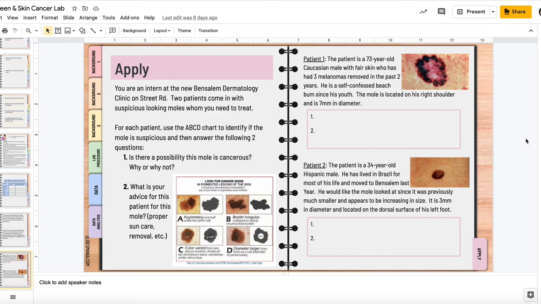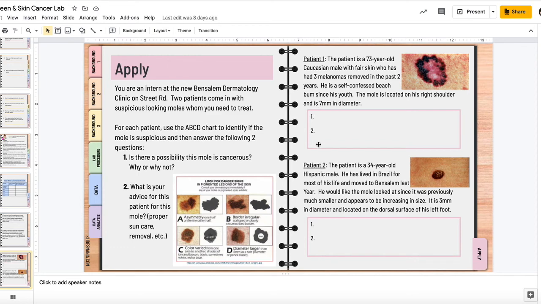For each one, now we've talked about the ABCDE rule. However, the chart I have here just has ABCD, since we can't tell if these skin lesions have changed over time by just looking at those pictures. So that's why that's left out for you. For each of your 2 patients, you have a little bit of background information here.